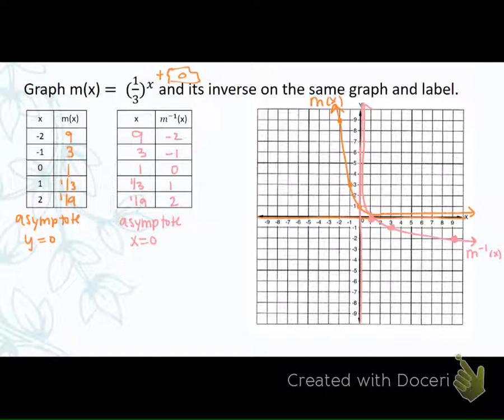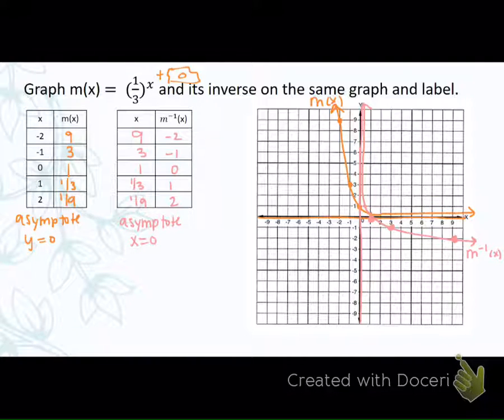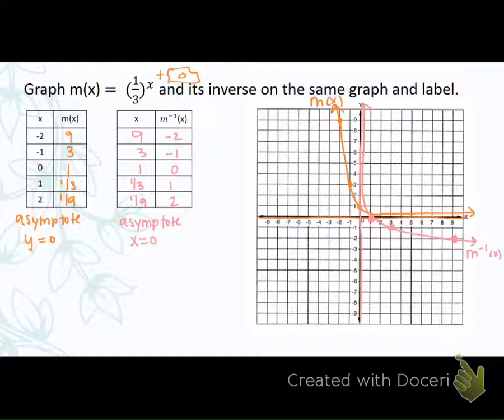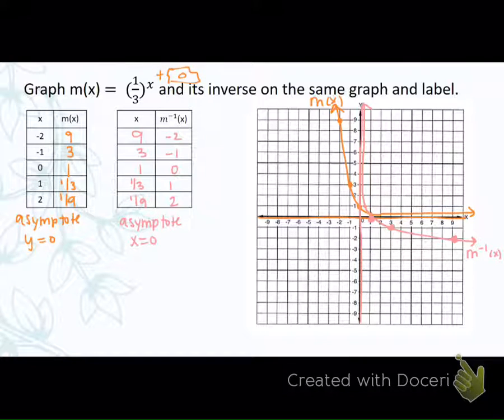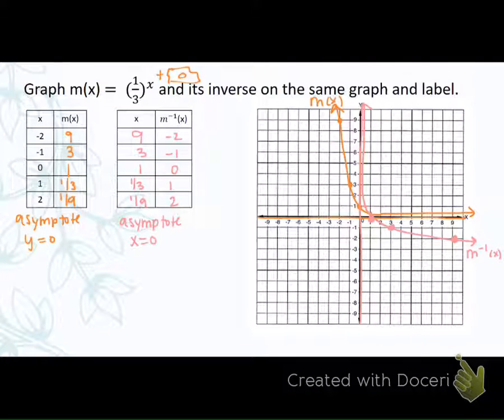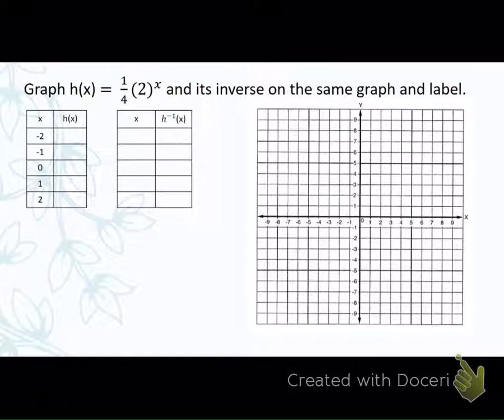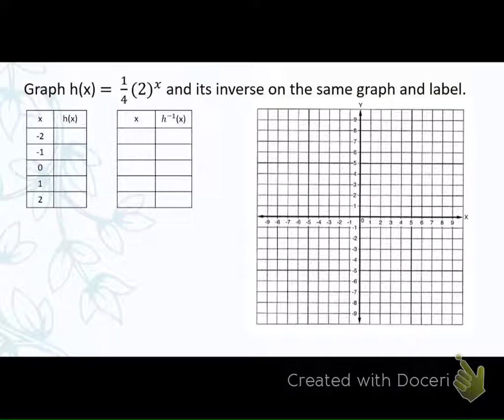Did you have a question, Jordan, or you just like that? Okay. All right, questions there before we get the homework out? That's it? We have one more. Okay, before we move on, is this exponential growth or decay? Okay. Decay. It's the 1/3 is between 0 and 1. Good.